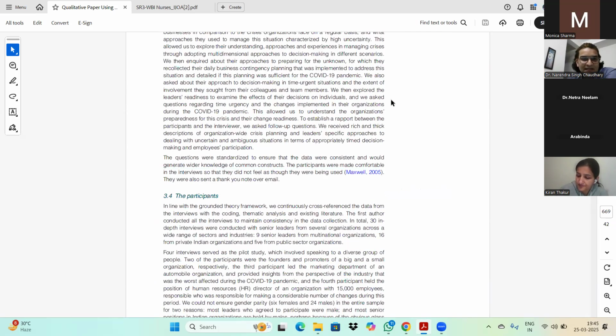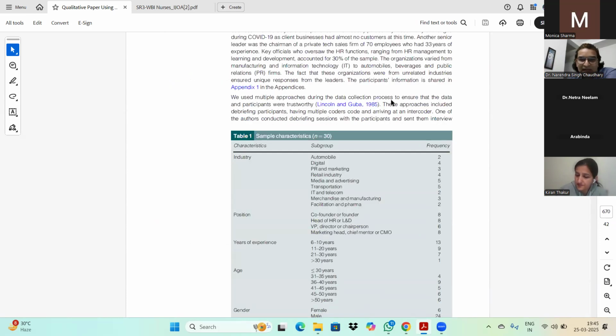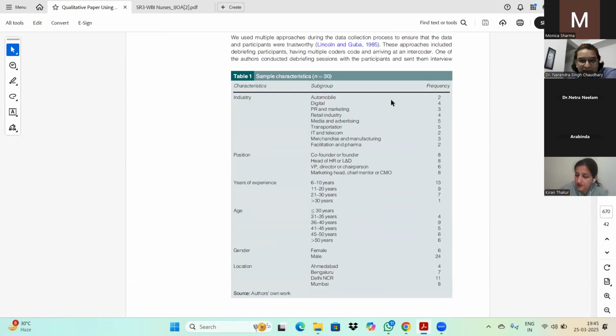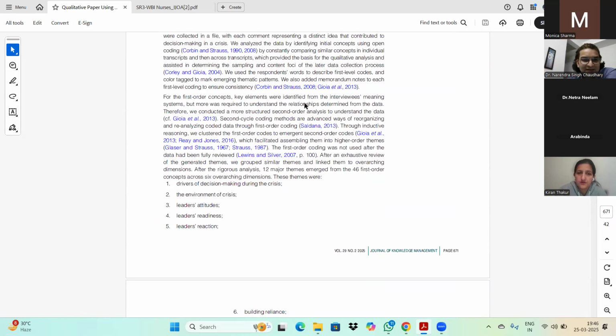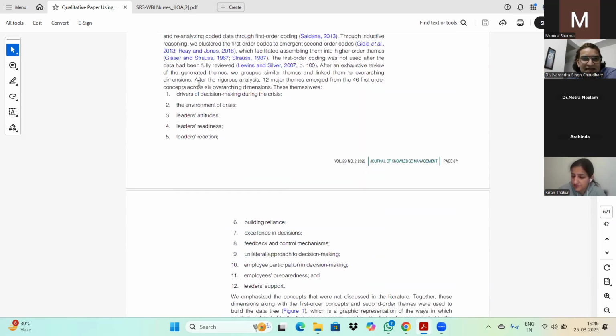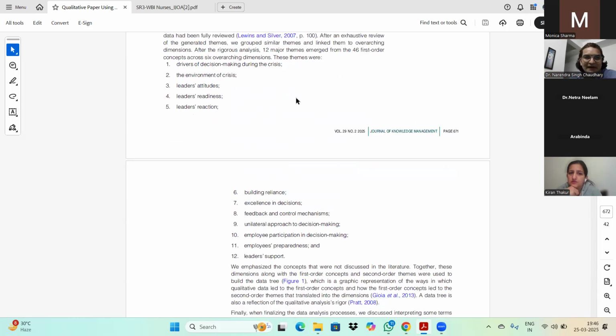So they have talked about the interview schedule, and this is the demographic, and the total sample size is 30. They have done the data analysis, and this is the initial. They said that after rigorous analysis, 12 major themes emerged from the 46 first order concepts. 46 was their initial, which was further taken to 12. And I think that is what we are talking about. Now you can see these are the final 12 major themes that they have taken.